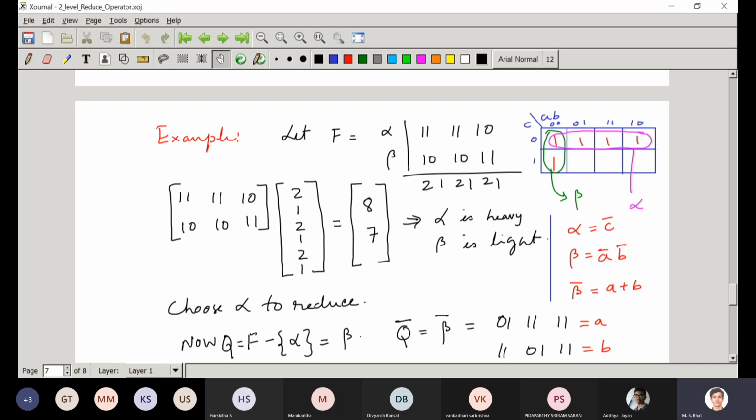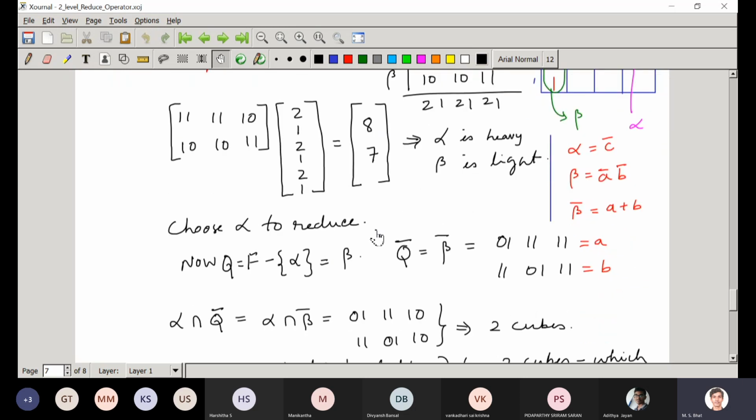Now I find the column sum. It is 2 1 2 1 2 1. I multiply this with the transposed version of 2 1 2 1 2 1, and you get the weights as 8 and 7. So I have to now reduce the cube whose weight is maximum, because that is the bigger cube. So alpha is heavy because its weight is 8. Beta is light. So I choose alpha to reduce.